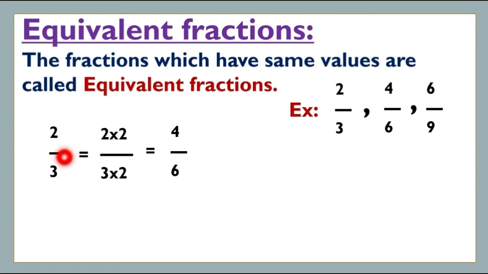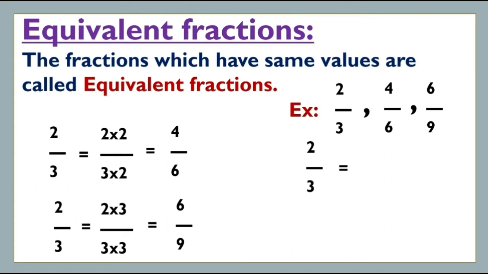That means when a fraction is multiplied and divided with the same number, then we get the equivalent fractions. And see this, 2 by 3. If we multiply numerator and denominator both with 3, then we get 2 into 3 by 3 into 3, which is equal to 6 by 9. So easily we can say that this 2 by 3 is equal to 4 by 6, which is again equal to 6 by 9. So all these three are equivalent fractions.